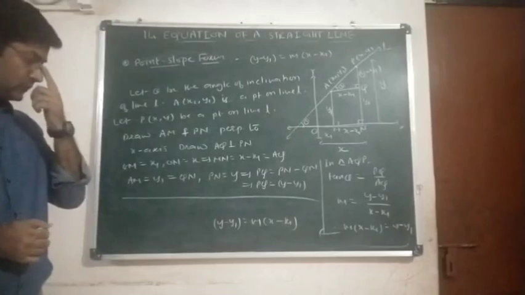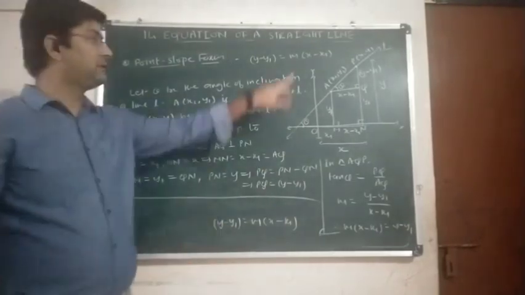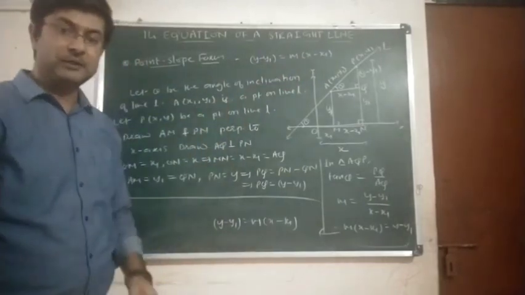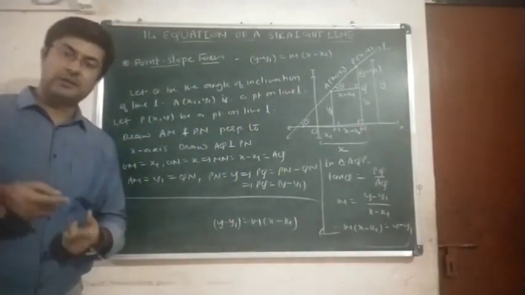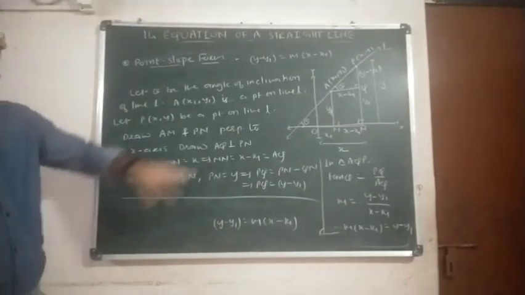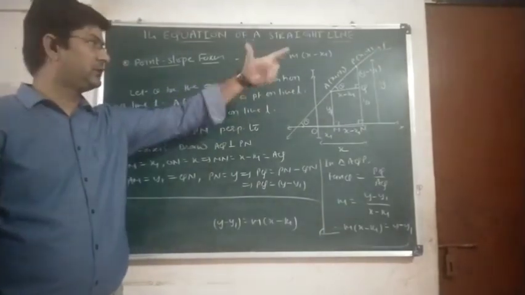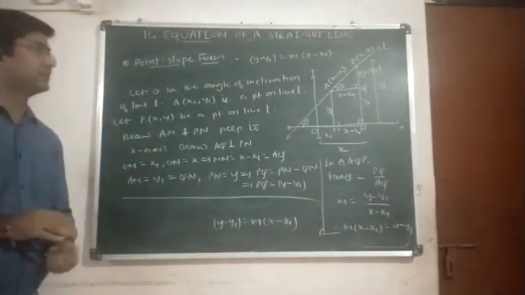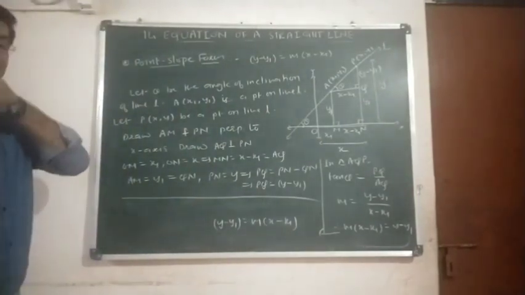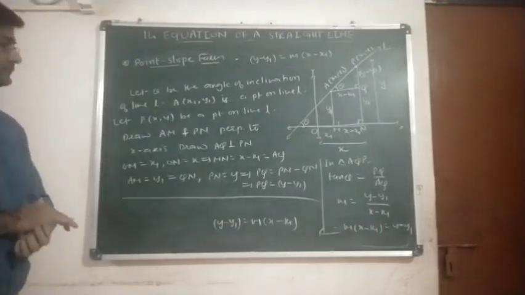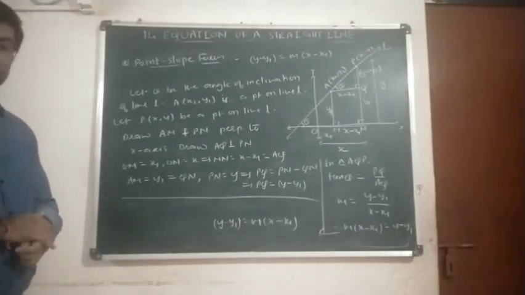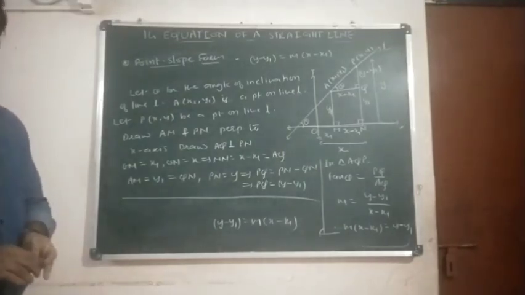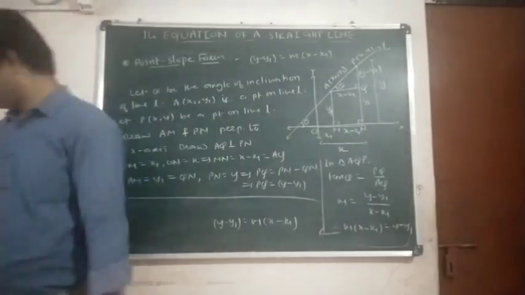Clear? Remember that in the formula m is the slope of the line and x1 and y1 are the coordinates of the given point. So when you are given the coordinates of a point and the slope is known, in that case you can use this formula. So this was the point slope form. Now we will see another form, that is the 2-point form of a line.